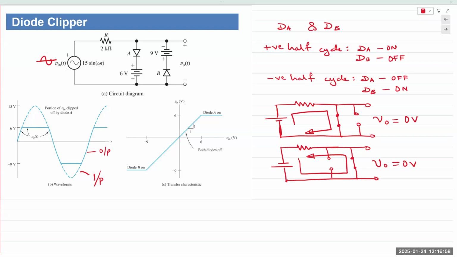So now let's look at our circuit where you have inserted a 6-volt battery and a 9-volt battery in series with the diode. What does it mean? If you insert a battery in there, all it means is whichever terminal the battery is connected to is held at that potential. So in the case of diode DA, we have connected the positive end of the 6 volts to the cathode. So that means the cathode of diode DA is held at plus 6 volts. If the anode is at 0 volts, is diode DA on or off?